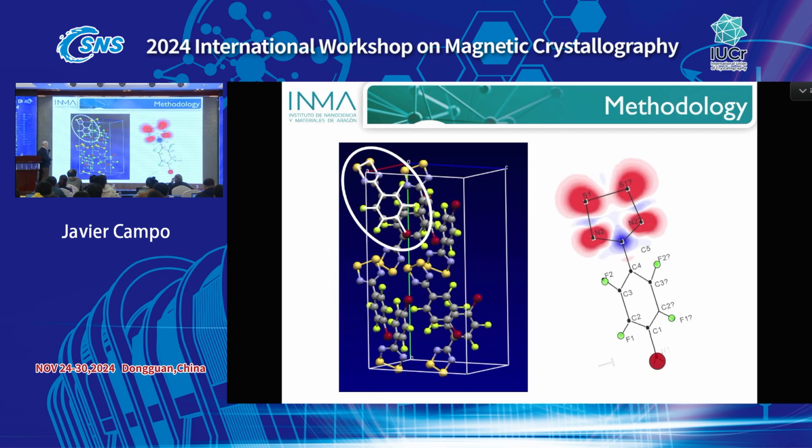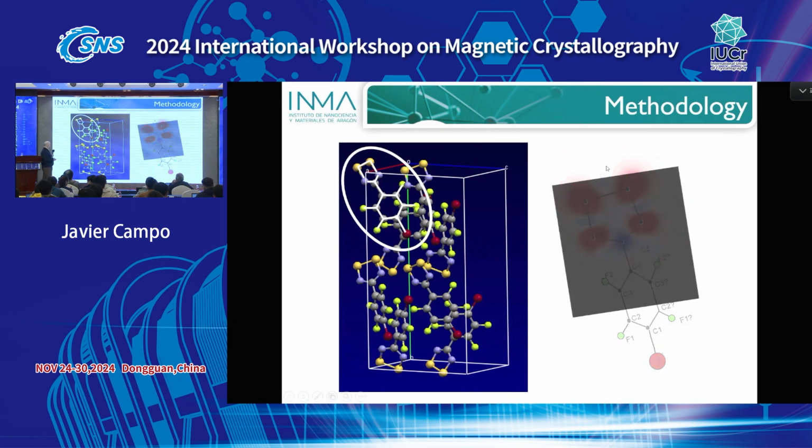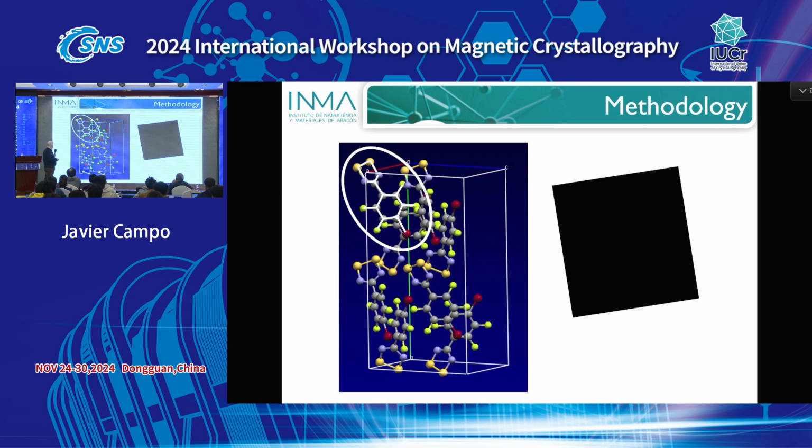After this, you can go to D3 or another similar instrument in which you can measure the flipping ratio, and with the flipping ratio, you can determine the spin density. And in this case, the spin density is like this. Also, you can determine where the electrons are with X-ray crystallography, and this was the figure.